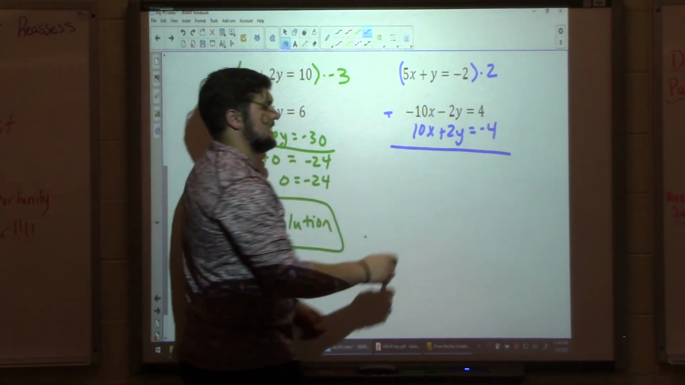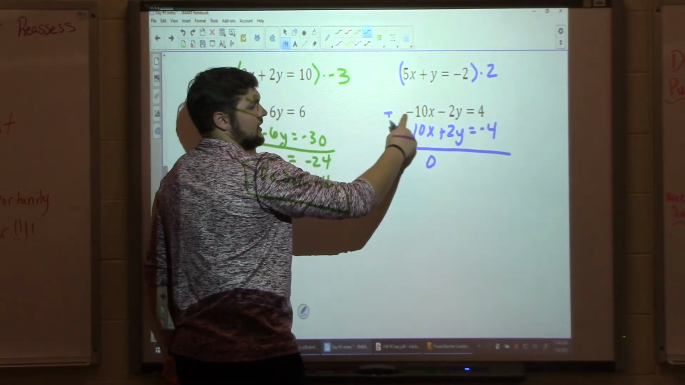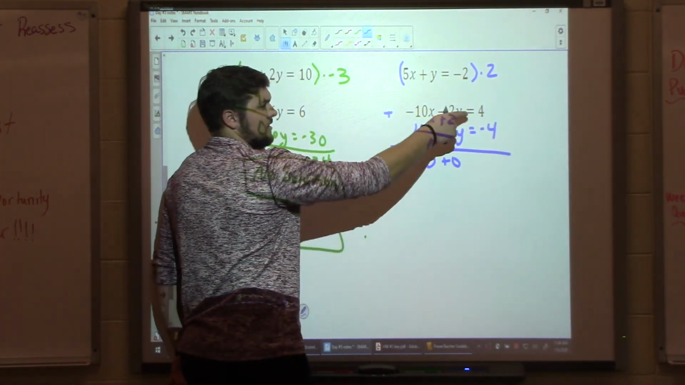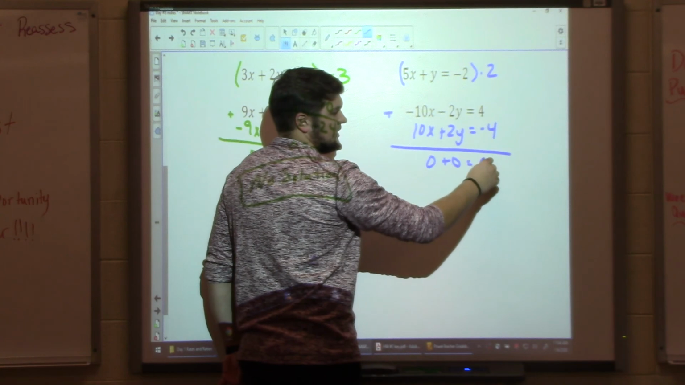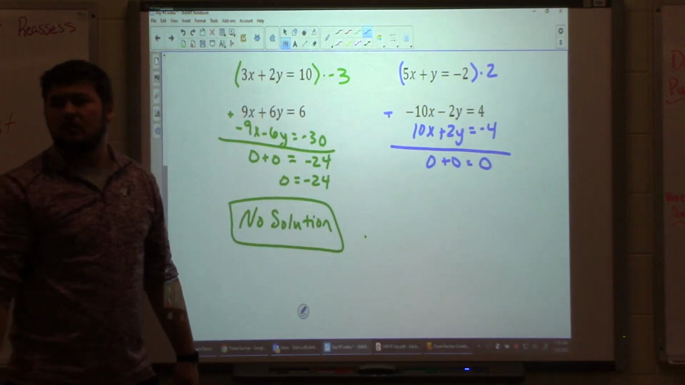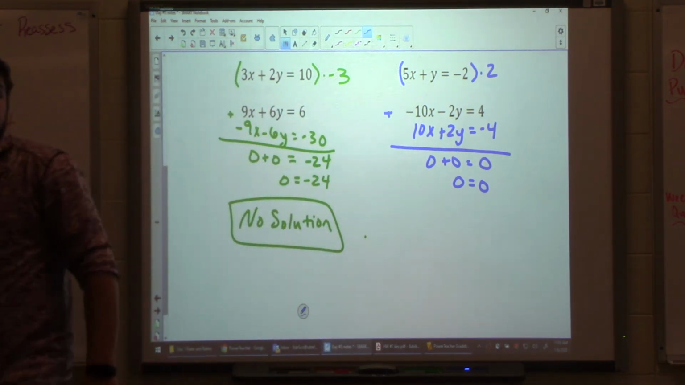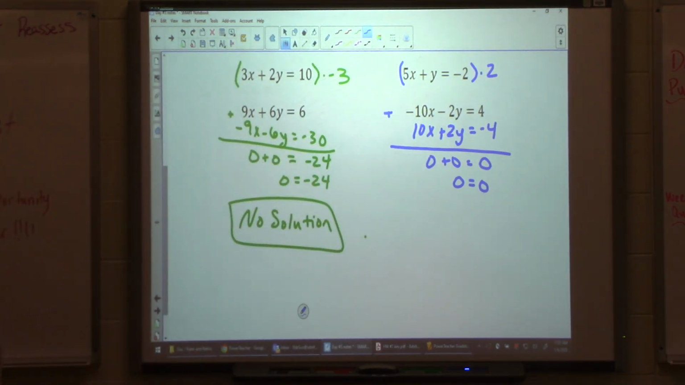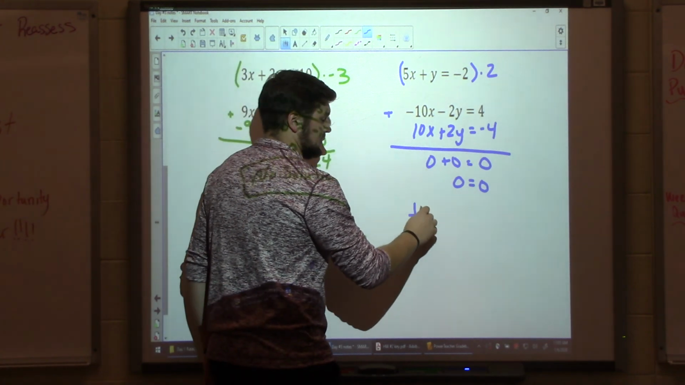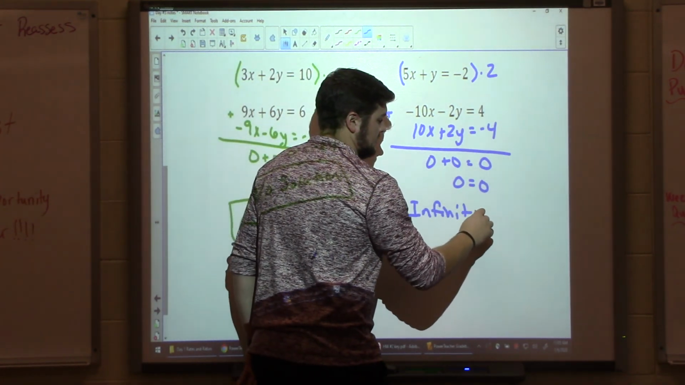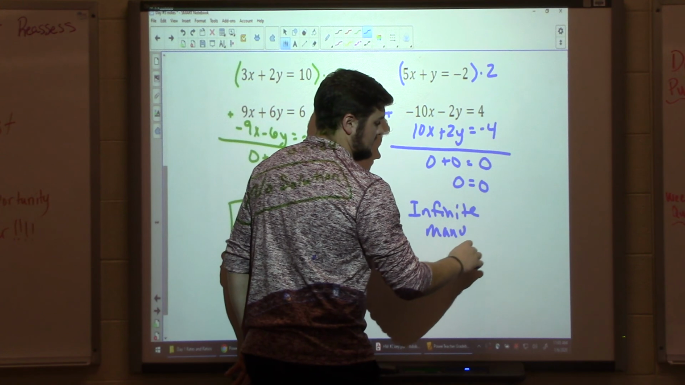Negative 10x plus 10x is 0. Negative 2y plus 2y is 0. 4 plus negative 4 is 0. That's true. 0 equals 0. So either you could write many solutions or the infinite many solutions. Either way you want to write it. Right? Because that's where they'd be the same line then. They'd have all these different points that work, but not every point that works. So infinite many solutions.